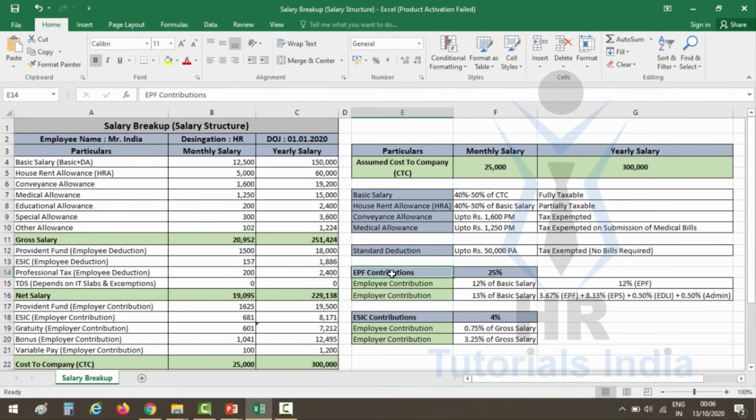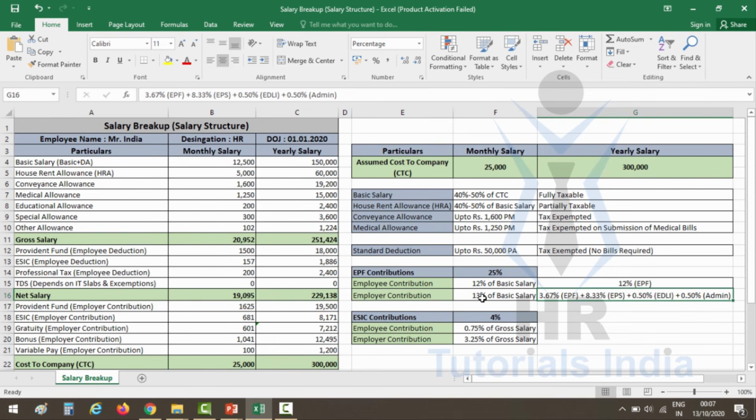Now it comes to the PF contribution and ESI contribution. As I already told you, employee contribution is 12% of basic salary and employer contribution is 13% of basic salary. Combined together, 12 plus 13, the total EPF contribution is 25%. This 12% of employee contribution goes to the EPF account and the 13% of employer contribution goes to 4 different accounts.